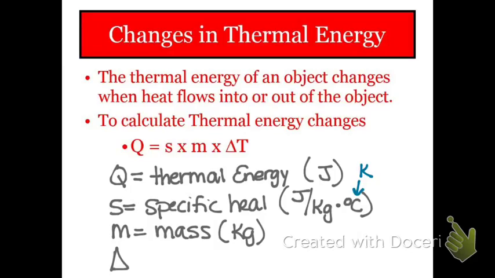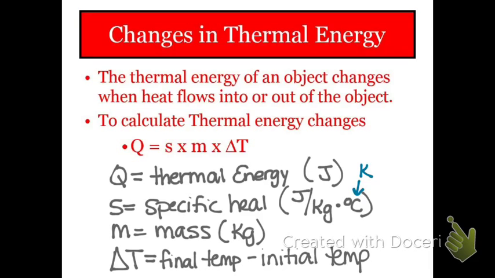Then you have delta T. Anytime you see a delta, it just means change. I think we talked about this a little earlier with something else. It just means change, which means a difference in temperature. So I'm going to take the final temperature minus the initial temperature. Those temperatures can be degrees Celsius or Kelvin. It does not matter. So there's each part of the equation.